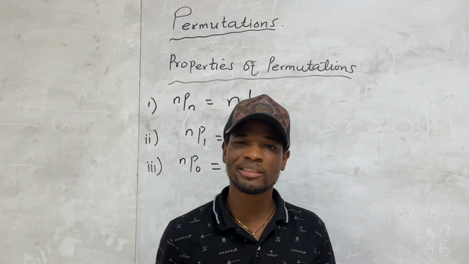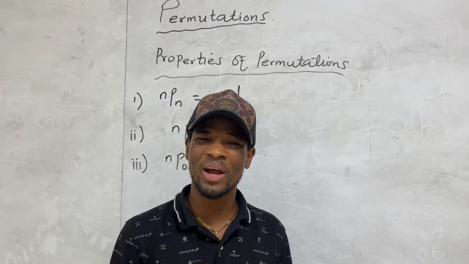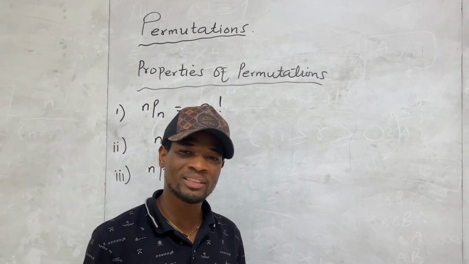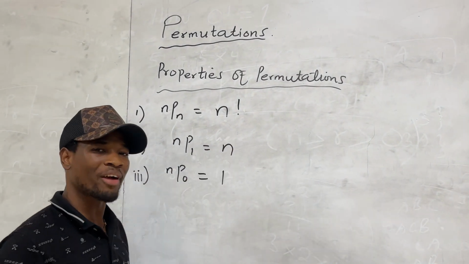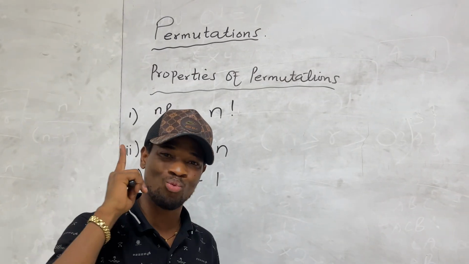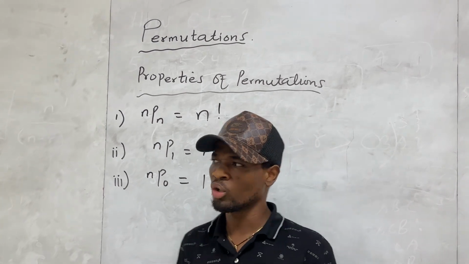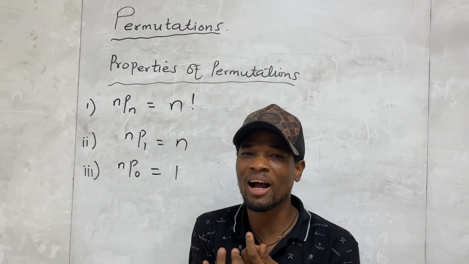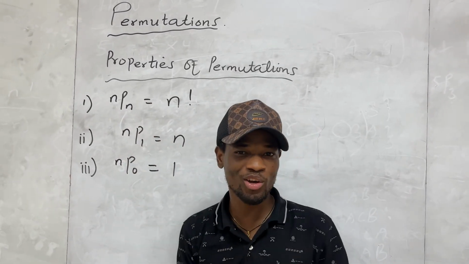Good. Okay, viewers, let's consider the properties of permutations. Number one, we have nPn is equal to n factorial. Then number two, we have nP1, which is equal to n, not the factorial. They are different. We have nP0, which is equal to 1. Viewers, so far as the Tindanious Maths and Science YouTube channel is concerned, you are not supposed to memorize this. We are not interested in that. Let's see how we can derive or prove these simple equations you see on the board.